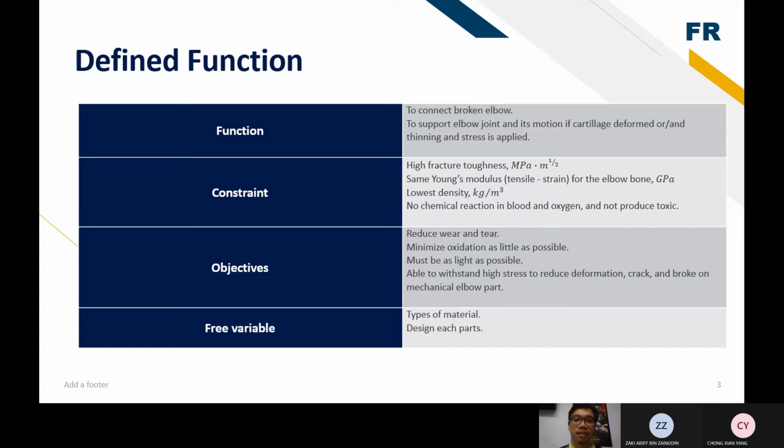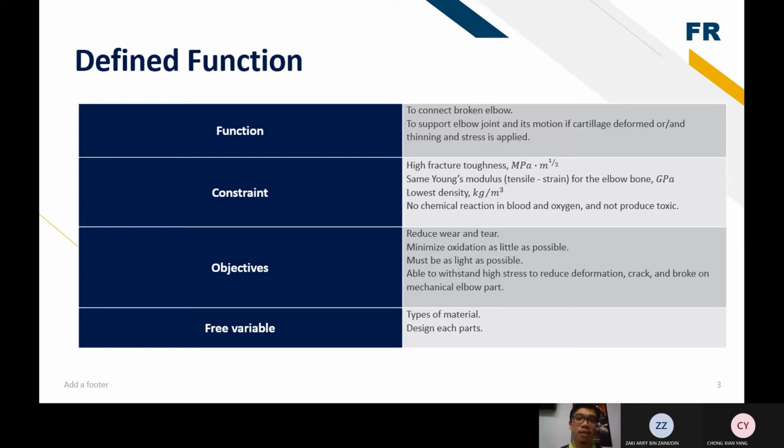To fulfill the objectives, the constraints that we structured are: it must have high fracture toughness, so that when porosity or a crack occurs over long use, like years of use, the material can resist the crack getting worse. And the same Young's modulus as the elbow bone, because the ultimate goal is to produce a product with a proper material suitable for the human body, lowest density, and no chemical reaction in blood and oxygen, and not produce any toxic.